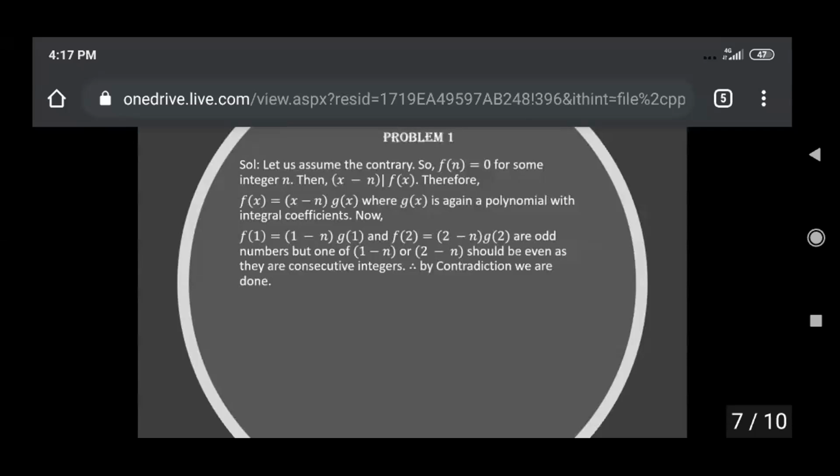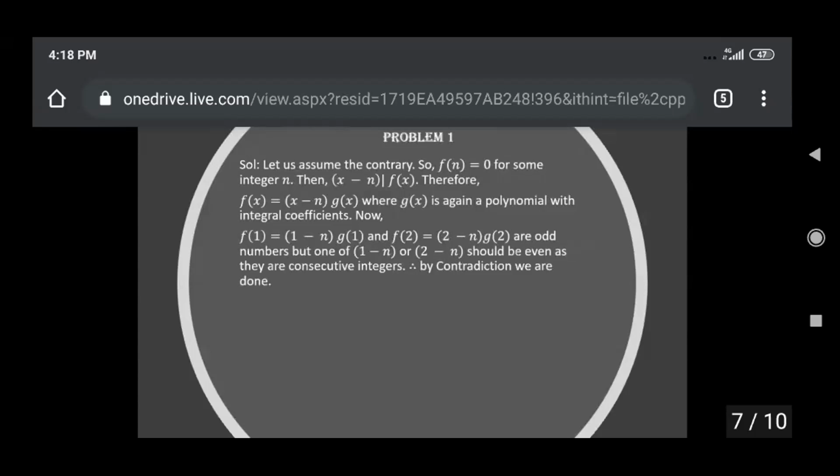In problem 1, they have given us that f of x is a polynomial with integral coefficients, and suppose f of 1 and f of 2 are odd, then prove that there exists no integer n for which f of n is 0.